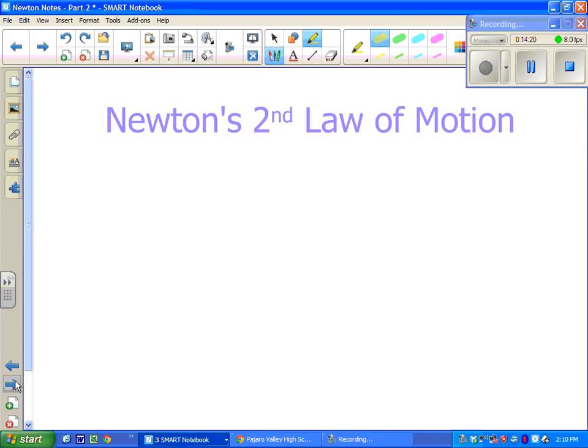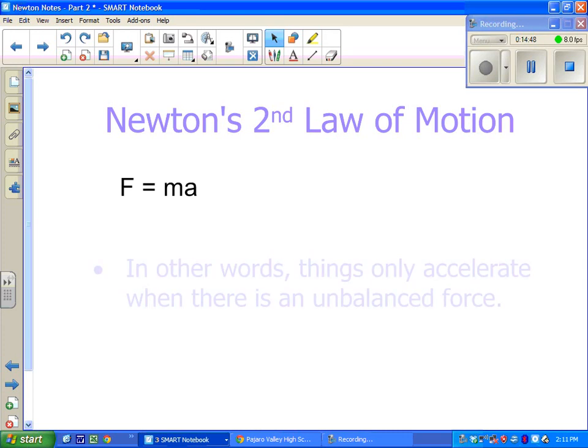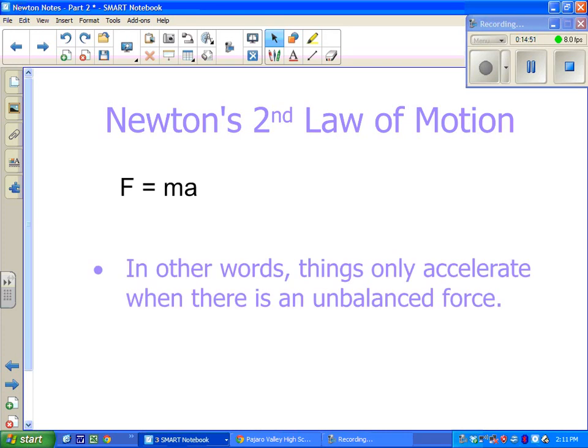And this brings us to Newton's second law. Newton's second law says F equals ma. It's an equation. The first law says objects at rest stay at rest, objects in motion stay in motion unless acted on by an unbalanced force. This is saying exactly what happens. If it hits an unbalanced force, it is going to accelerate, which is why we have that a there. In other words, things will accelerate when there's an unbalanced force. So if the forces are not equal, things go faster.